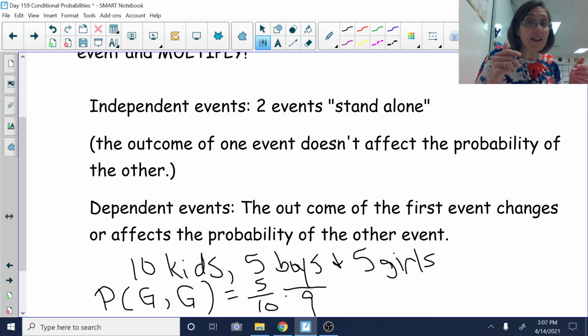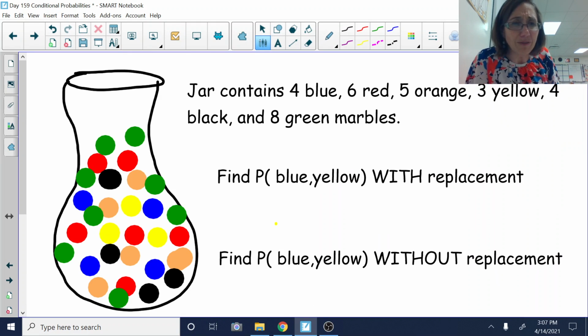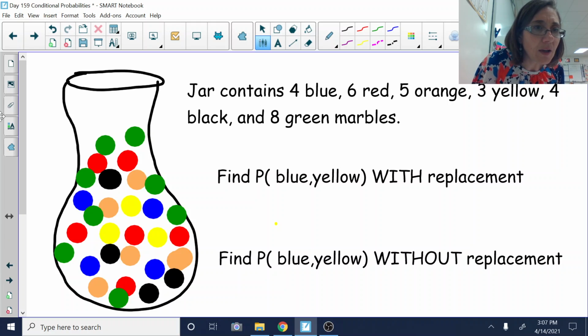It's not going to be 5 out of 10 now. It's because I already have a girl chosen. So of those 9 kids that are left sitting in the room, how many of those 9 kids are girls? Now, I know there were 5 to begin with, but remember Elena, I already chose her. She's president. So there's only 4 girls left. So, oh no! Go back, go back.